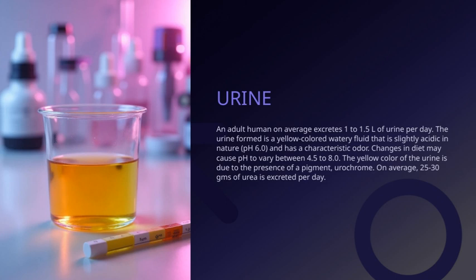The yellow color we see is mainly due to a pigment called urochrome, which is a breakdown product of hemoglobin. Also, on average, about 25 to 30 grams of urea are excreted daily. These details highlight how urine reflects our body's metabolic processes and how it can vary based on our lifestyle and diet, which ties into the overall theme of understanding how our body maintains balance and health.